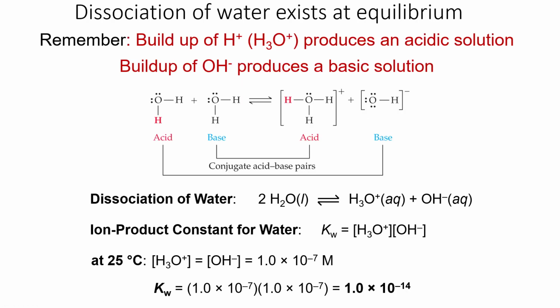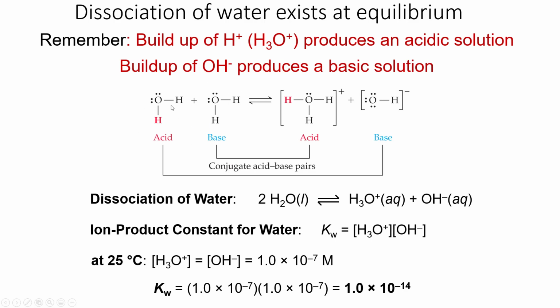And so the last concept that I'd like to go through today is the dissociation of water. So the dissociation of water exists at equilibrium. Remember that buildup of our hydrogen or hydronium produces an acidic solution, whereas buildup of the hydroxide anion produces a basic solution. And so we showed you before that water can act as an acid or a base depending on where you use it. But water itself can dissociate.